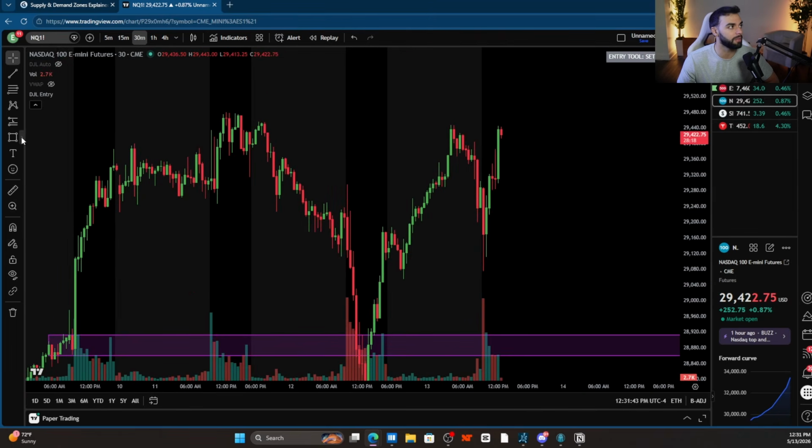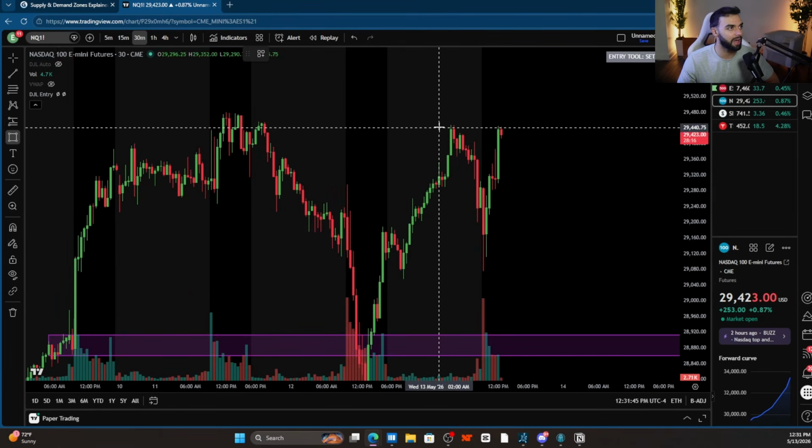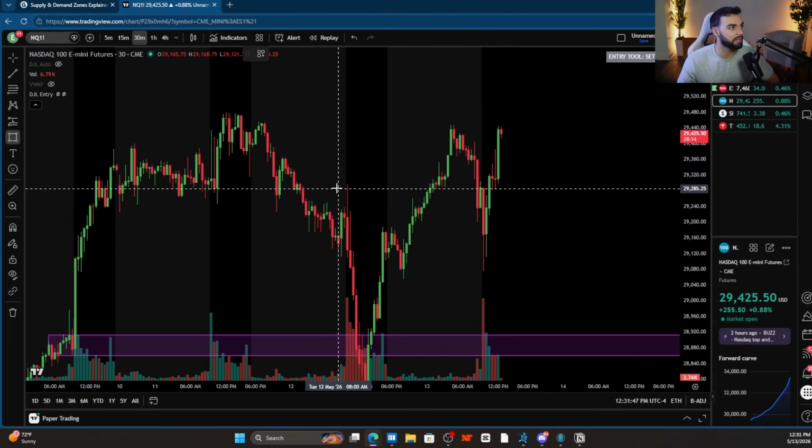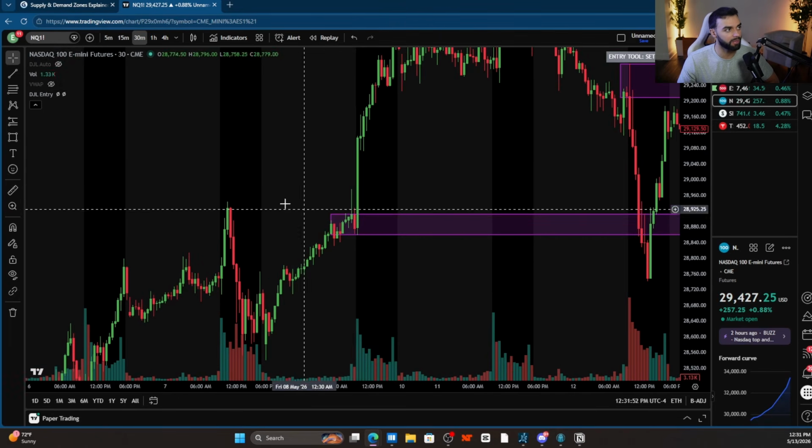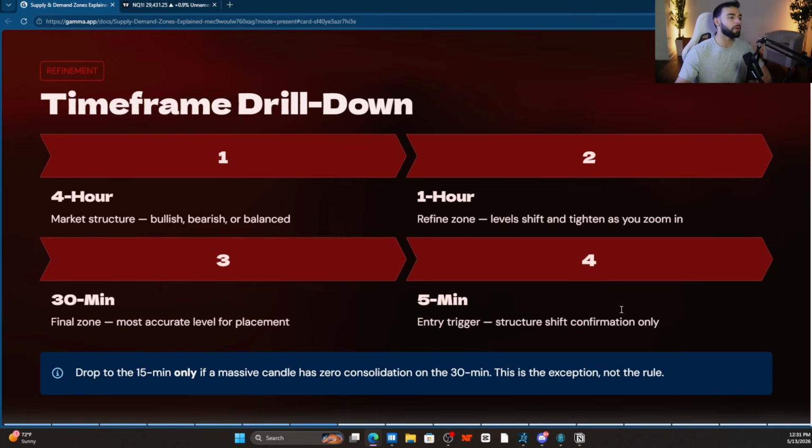This will be my demand, and for supply it's the exact opposite, right? It's just going to be the candle, the top wick, and the bottom body. For demand, it's the bottom wick and the top body. Now on the 5-minute is where I look for my entry triggers. This is where I press the buy and sell button. The structure shift confirmation only for the A plus setup.